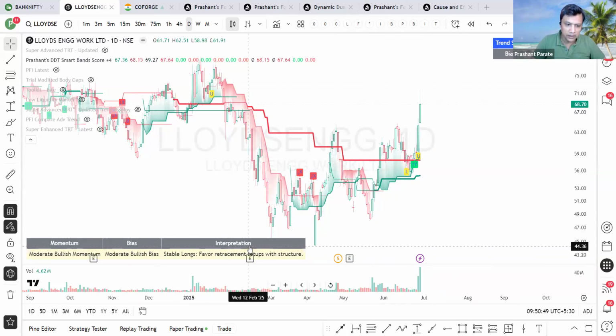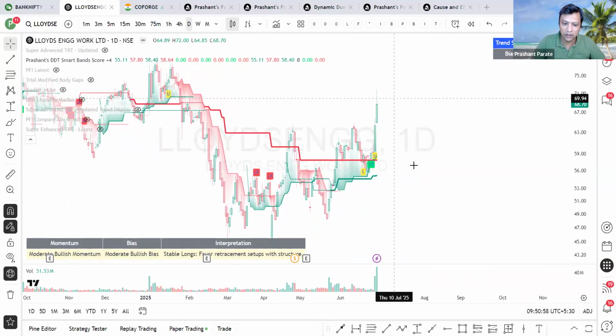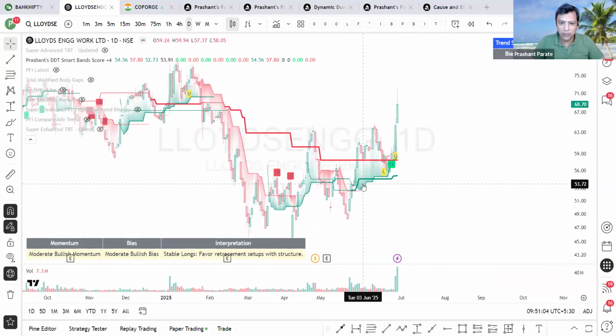And there is momentum bias and its interpretation. We can see momentum is moderate bullish, and bias is moderate bullish. It is just a fresh new uptrend, and retracements can still work. It is not yet in breakout mode. Yes, Joita ma'am.